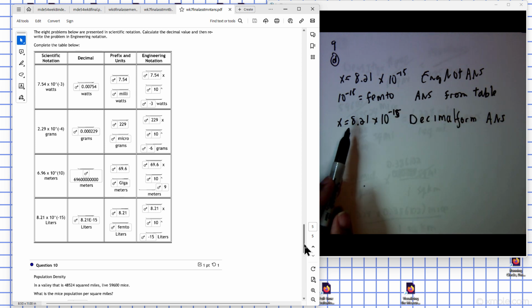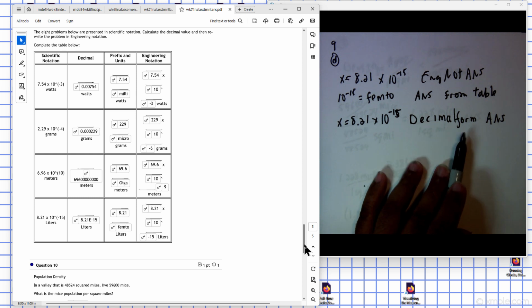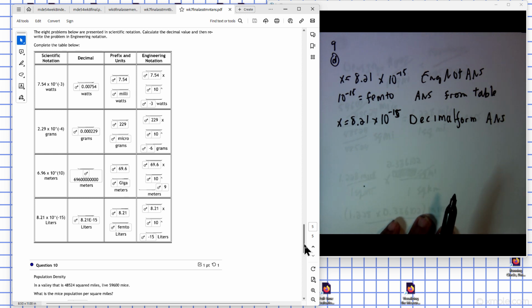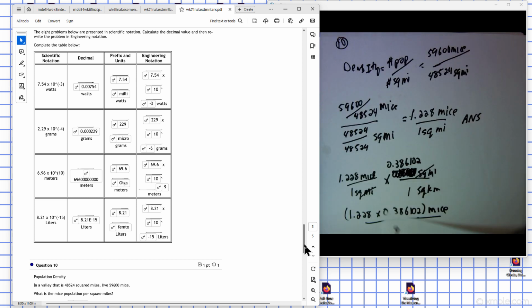And then they want to put it in decimal form. Decimal form here from the answer. That takes care of that one.